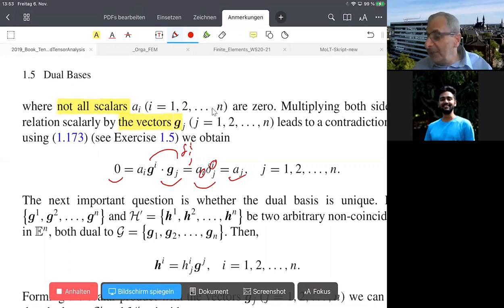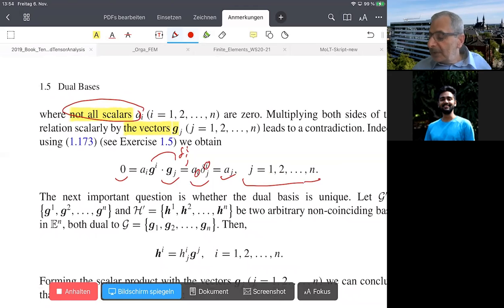But we repeat it every time for all these vectors gj, so that we realize that under this assumption, all these coefficients aj should be zero, which contradicts this assumption of the linear combination. That means not all scalars ai are zero. And this is the contradiction we get. And that means that these vectors are linearly independent. They are linearly independent, right?